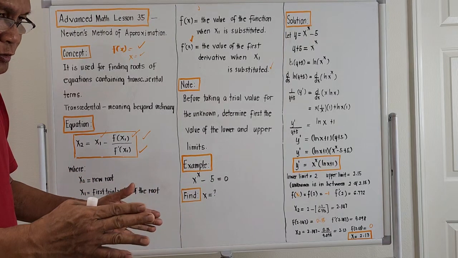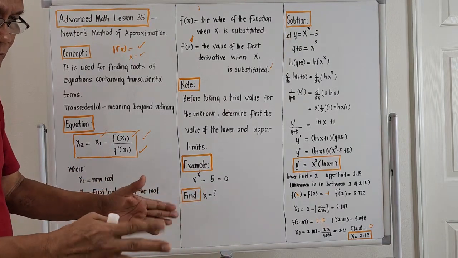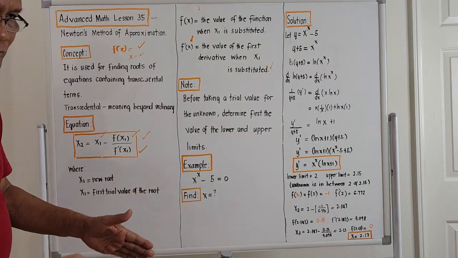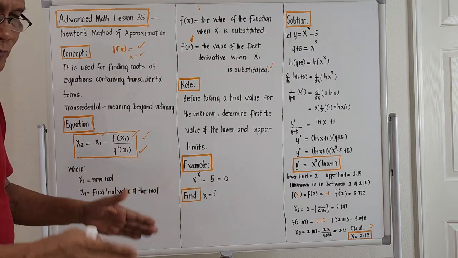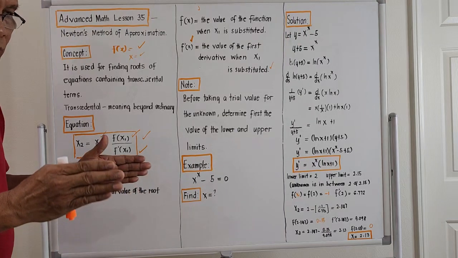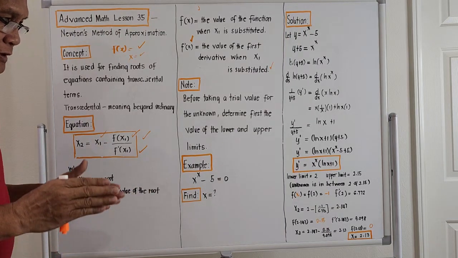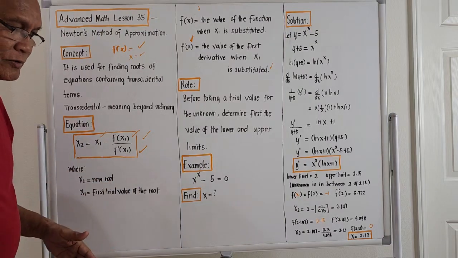I think no matter what we'll do, you could not use the laws of exponents here. Okay, so the proper solution should be by using Newton's method of approximation. Newton's method of approximation is actually what is called the systematic trial and error solution.